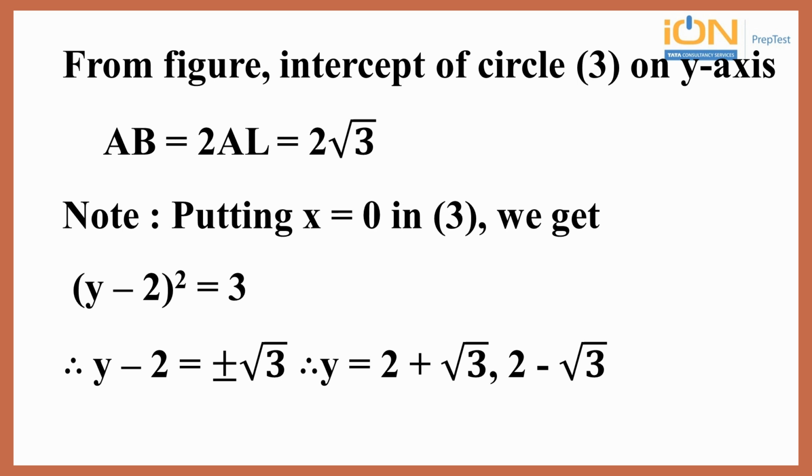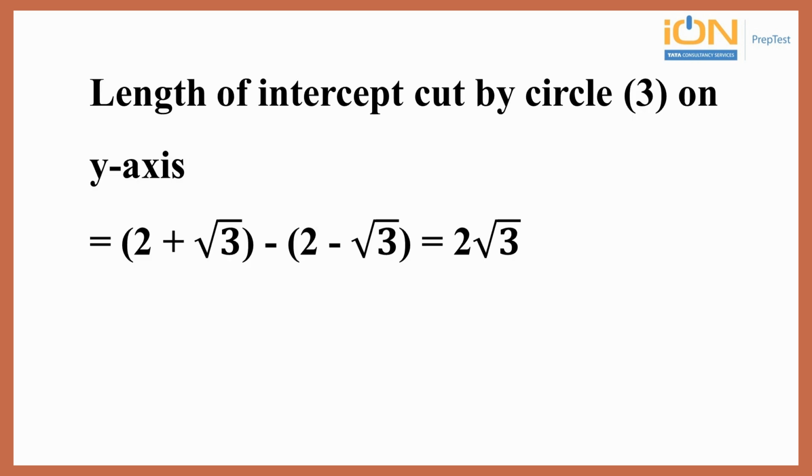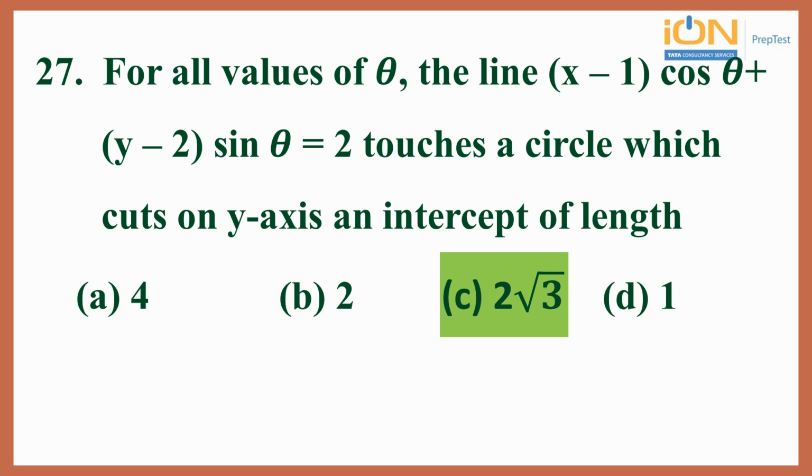Now that can also be obtained like this. What we wanted was the distance between A and B, that is, we shall find the points A and B where this circle meets the y-axis. That is, put x equal to 0 in the circle equation. We get then (y minus 2) whole square equal to 3. So the y coordinates of the points A and B are 2 plus root 3 and 2 minus root 3. And the distance between them is clearly 2 root 3. Therefore, the y-intercept made by that circle which is touched by the given line is 2 root 3. Therefore, the right option is C.